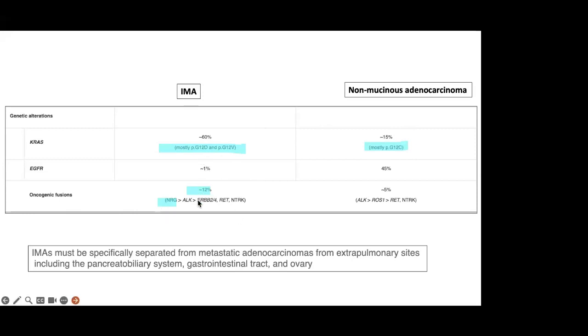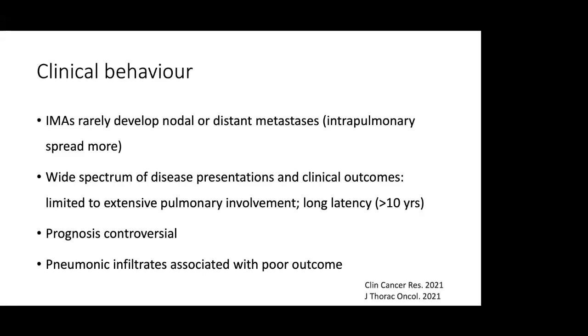And similarly, fusions are more frequent in IMA in comparison to non-mucinous ADCA. In non-mucinous ADCAs, if a fusion is there, it's mostly ALK, but in IMAs, it is NRG gene fusion. So this is how they are different from non-mucinous adenocarcinomas. Clinically, as I said, they rarely develop nodal and distant metastases, but they have a lot of aerogenous spread. And prognostically, they have a poorer outcome than non-mucinous adenocarcinomas.